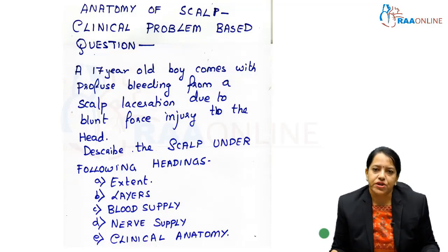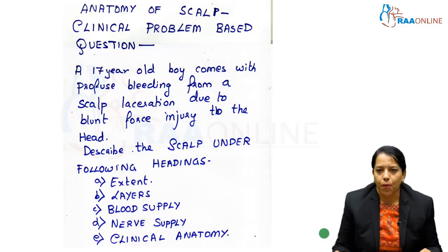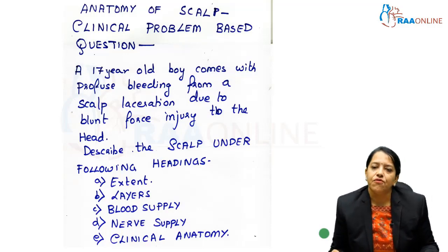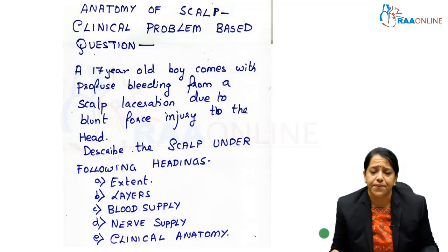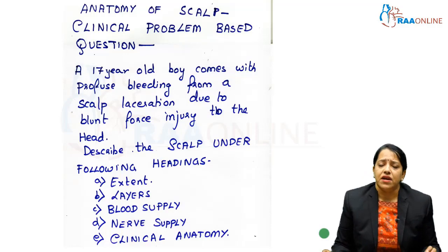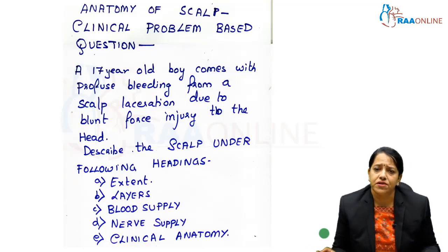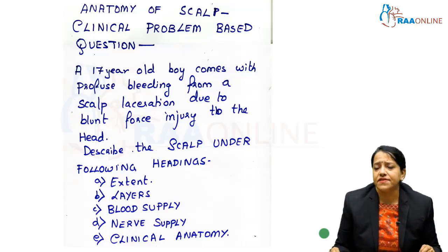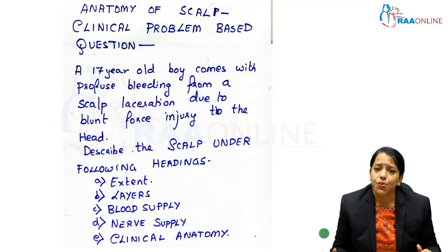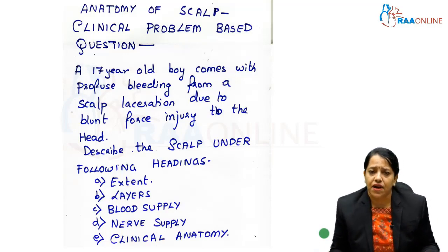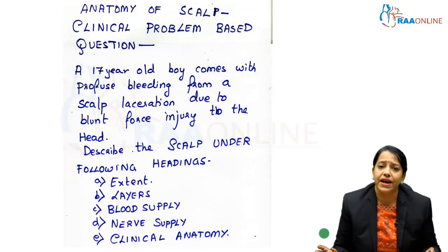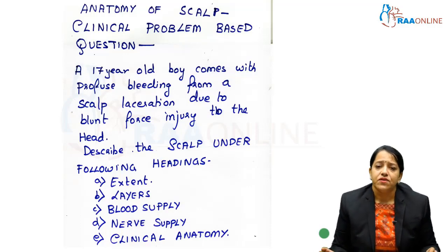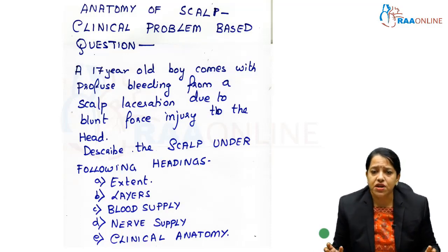Coming to the question as such, a 17-year-old boy comes with profuse bleeding from scalp laceration due to blunt force injury to the head. As we know, scalp anatomy is different from other places' anatomy, and mostly scalp laceration can happen due to a blunt force injury to the head, or it can be due to a fall, or it can be ward injuries, it can be because of cracking of bottles and all that. So now we are coming to the question as such.